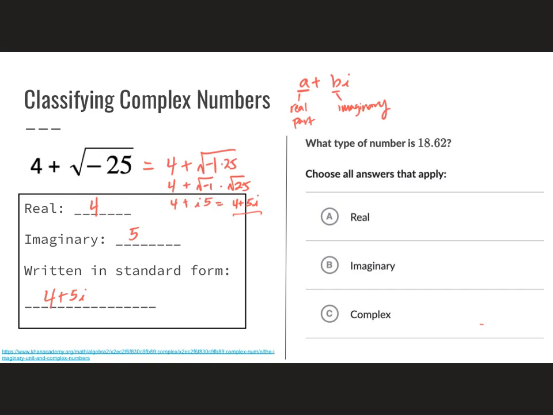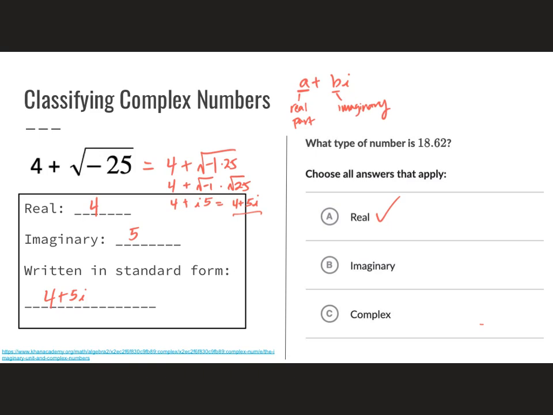Let's try another example. Let's say we're given this number, 18.62. Now we don't have any square roots with negative signs, so we don't necessarily have an imaginary number. But just because we don't see an imaginary number doesn't mean that it's not necessarily there. So let's look at this. 18.62 can most definitely fall somewhere on a number line, so we know that it's definitely going to be real.